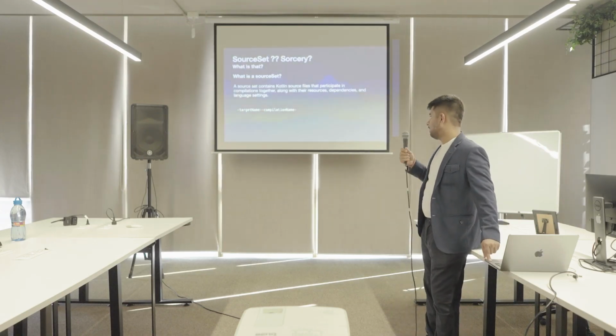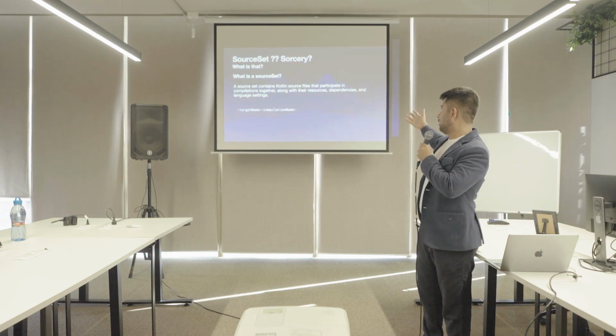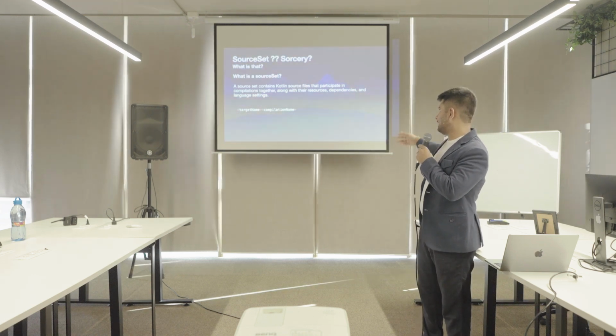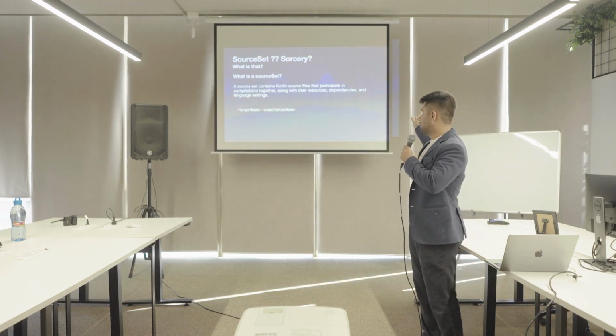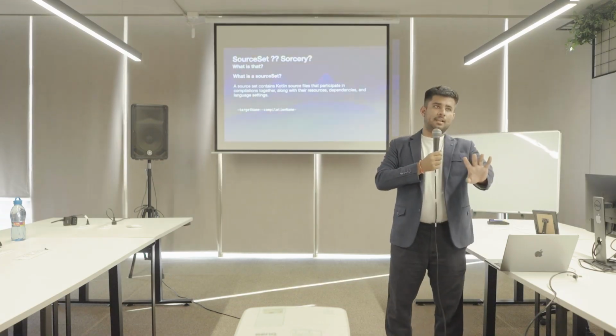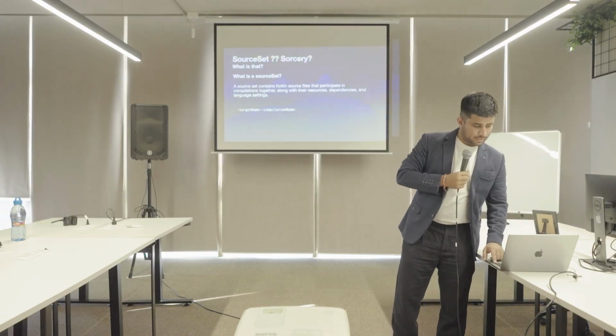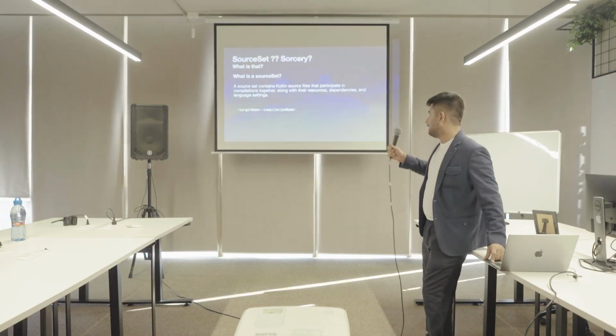So, what is the machine definition? It contains Kotlin source files that participate in compilation together along with resources, dependencies and language settings. So in simple terms, it's just your tap. It gives you cold water, hot water or no water at all. Okay? Very simple. Its syntax is something like this.